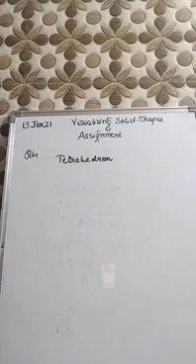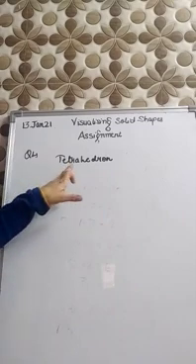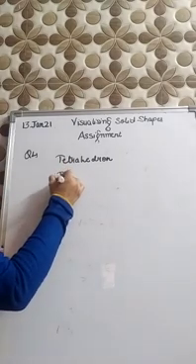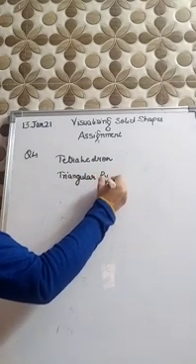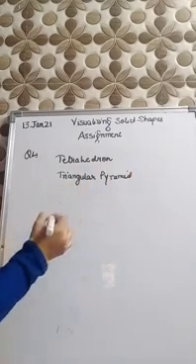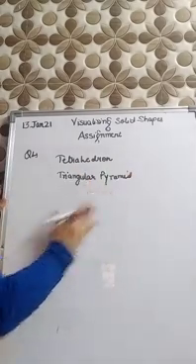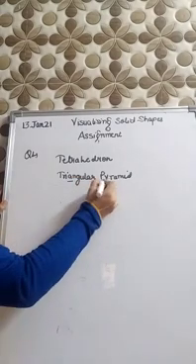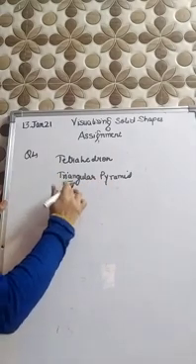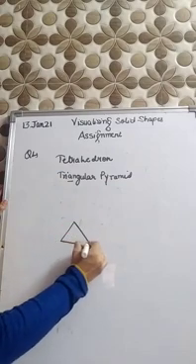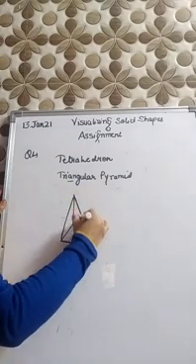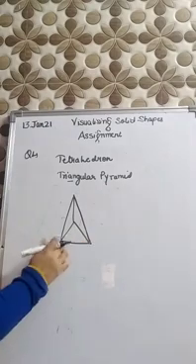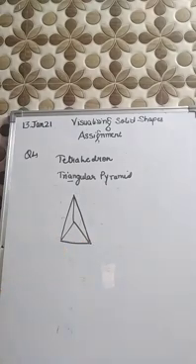Now firstly, let's discuss what a tetrahedron is. Tetrahedron is another name for a triangular pyramid. In the case of a triangular pyramid, it is clear from the name itself that in the base of the pyramid you have a triangle, and you will take a vertex here. You will join this vertex with all the vertices of this triangle. So this is your triangular pyramid.